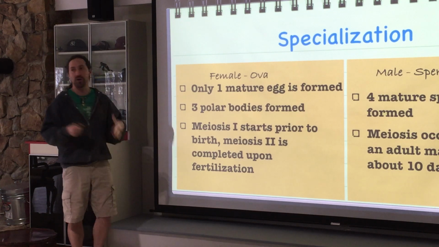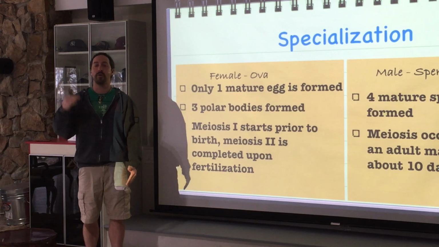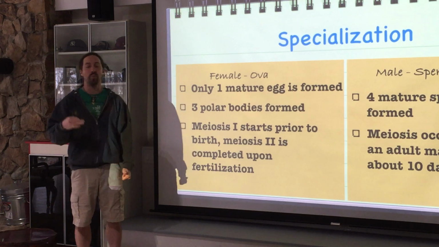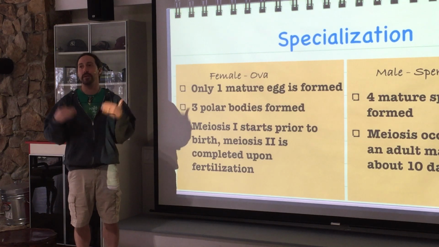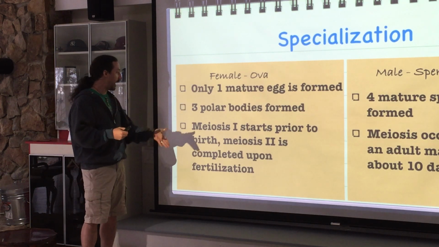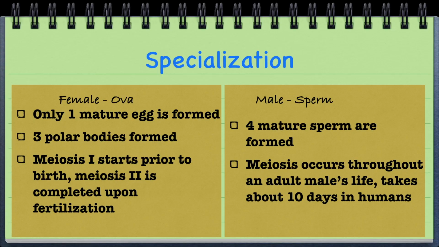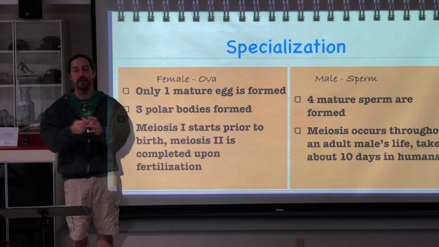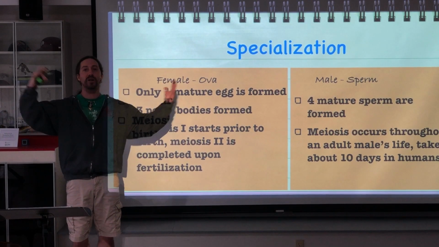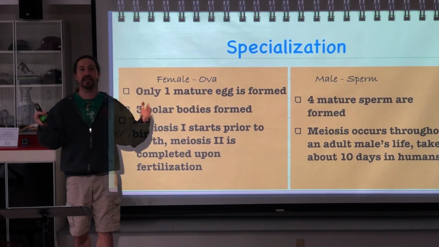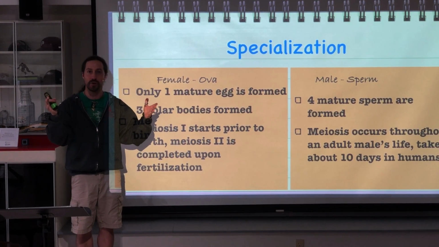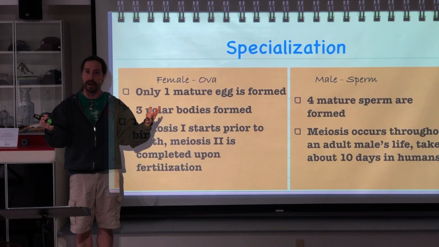Meiosis I also starts prior to birth. So for human females, meiosis I starts before they're even born. Then meiosis II actually is completed upon the mature egg and sperm coming in contact with each other. So it's very close to when fertilization occurs that meiosis II will actually complete. So there's a long space in between the process of meiosis I and meiosis II, and where it all starts and where it all ends.